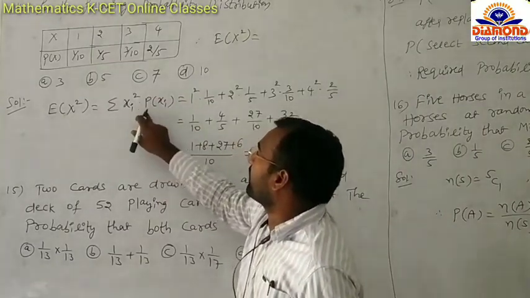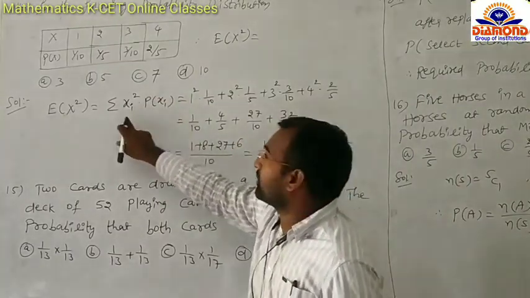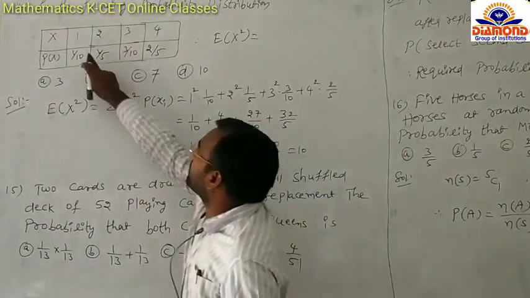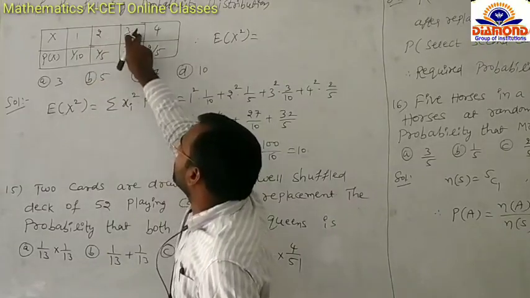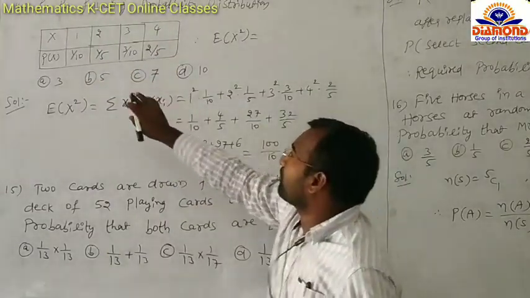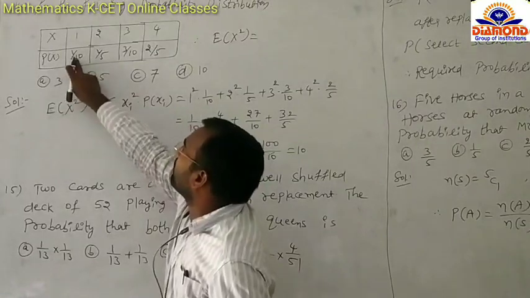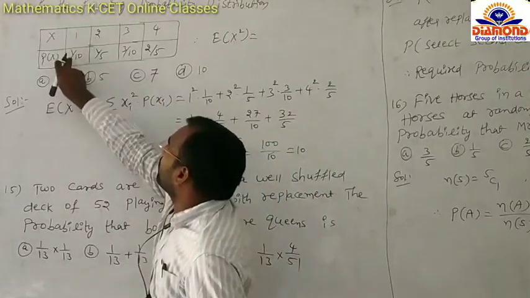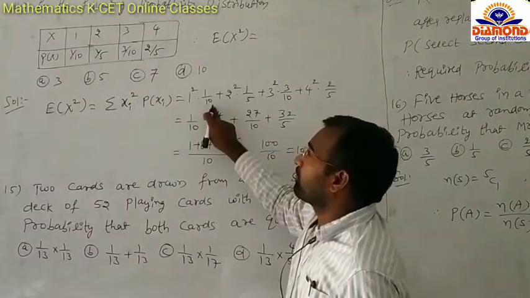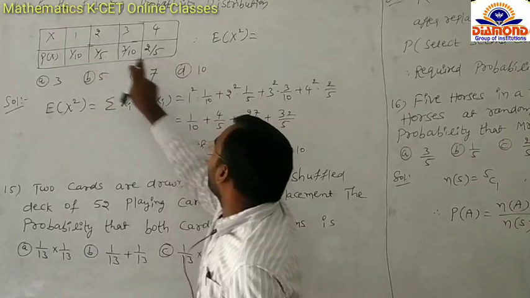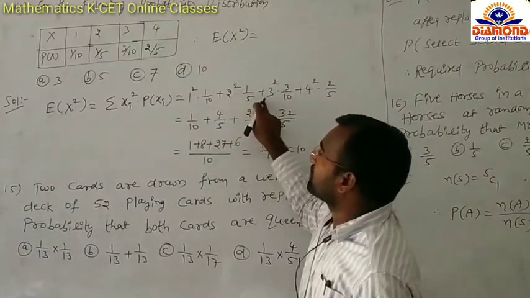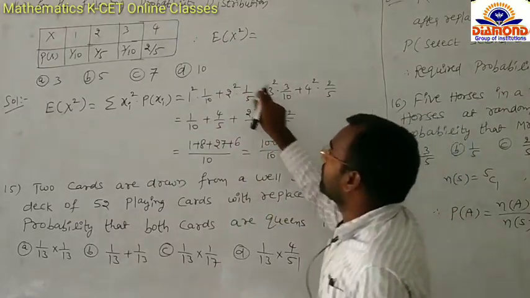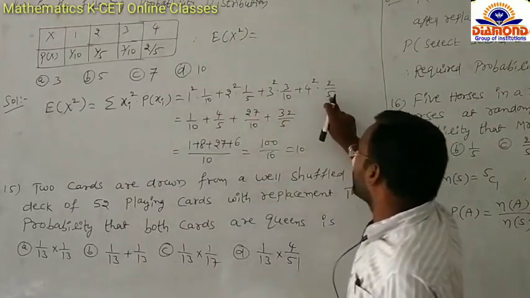Summation xi square into P of xi. Xi square means these values: 1 square, 2 square, 3 square, 4 square. Probabilities are P of xi values 1 by 10, 1 by 5, 3 by 10, 2 by 5. So first 1 square into 1 by 10 plus 2 square into 1 by 5 plus 3 square into 3 by 10 plus 4 square into 2 by 5.